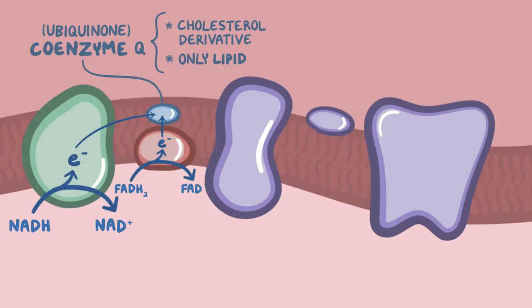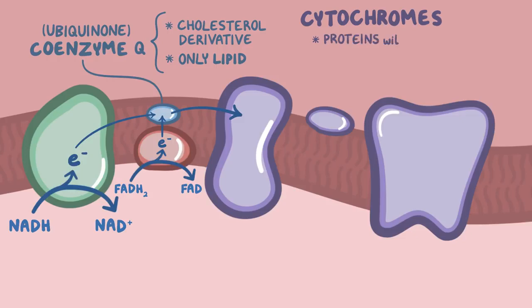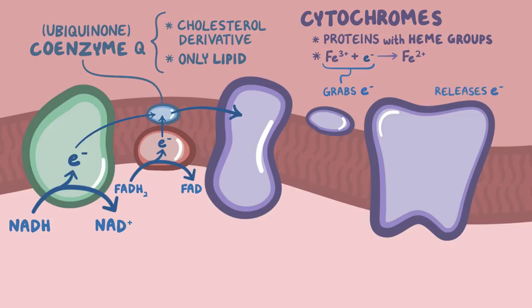Next, coenzyme Q passes on the electrons to a series of cytochromes, which are proteins that contain heme groups. Heme groups contain iron, which is able to grab an electron and go from Fe3+ to Fe2+. The heme iron can then release the electron to the next cytochrome in the chain, and go back to being Fe3+, so that it's ready to grab another electron. It's kind of like factory chain workers relaying the electrons between each other.